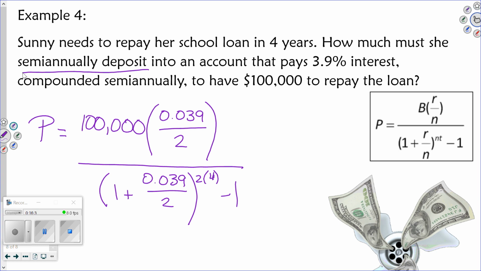Now, where do I round this to? You don't. The directions did not say anything about rounding. I want the actual answer to the nearest cent. Thinking about money here. How much must she put in there twice a year? 58 cents. So twice a year, she's got to put in over $11,000 in order to do this in 4 years. Whew. Poor Sunny. Hope she's got a good job.